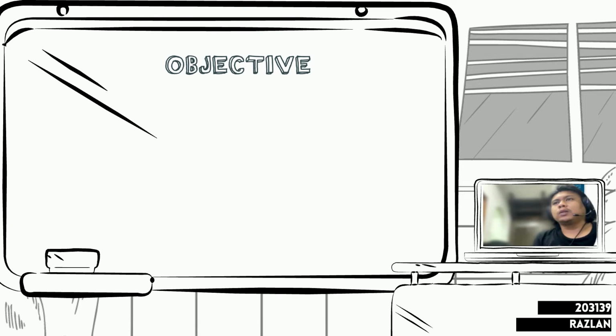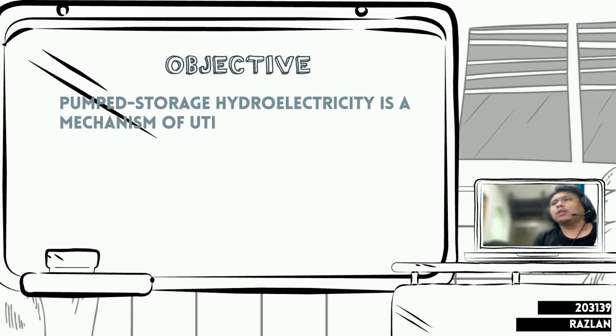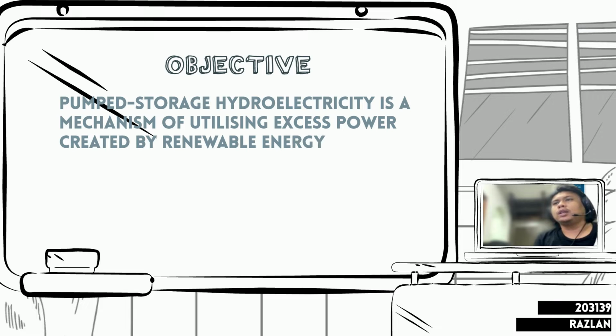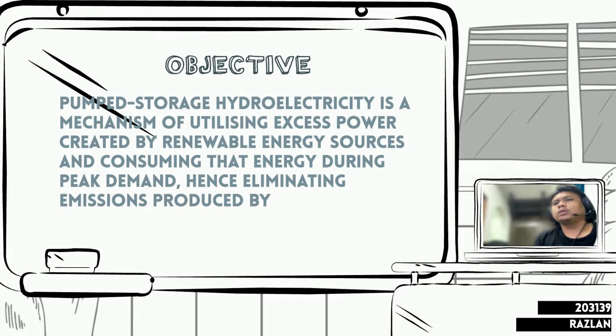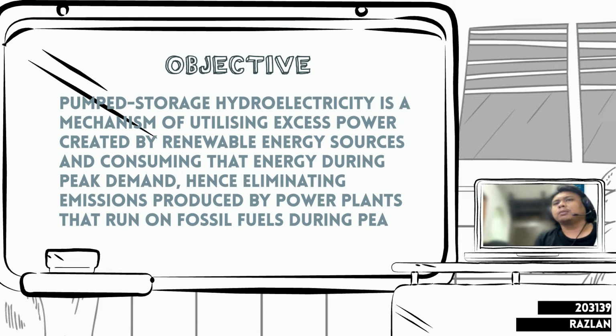My part is about the objective of this project. As we know, PSH, or Pumped Storage Hydroelectricity, is a mechanism of utilizing excess power created by renewable energy sources and consuming that energy during peak demand. Hence, eliminating emissions which would be produced by power plants that run on fossil fuel during the peak demand. So that is our objective for this control system project.